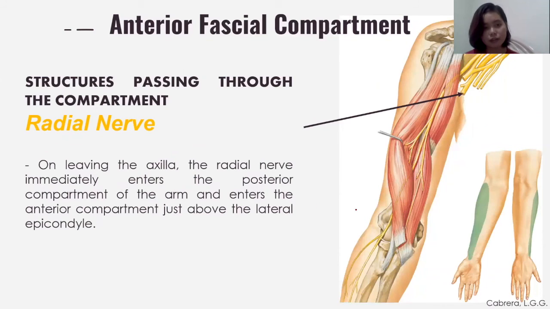For the last structure, we have the radial nerve. Ito po ang radial nerve. Nakarugtong lang din po ng axillary nerve. This is the axillary nerve, and upon leaving the axilla, the radial nerve immediately enters the posterior compartment of the arm and enters the anterior compartment just above the lateral epicondyle. So, gaya po ng ulnar nerve, ang radial nerve ay hindi lang present sa anterior fascial compartment, kundi present din po siya sa posterior fascial compartment.